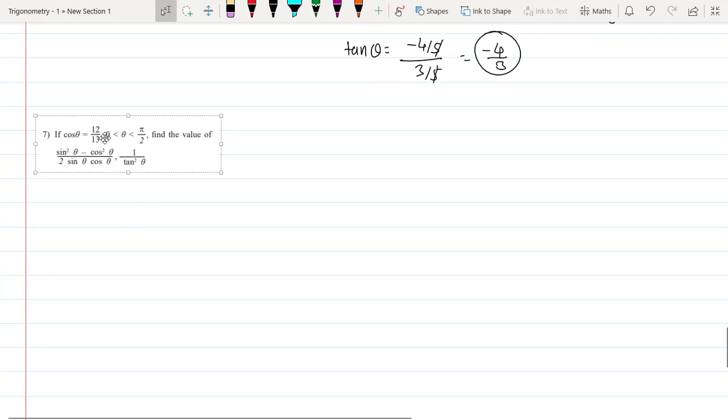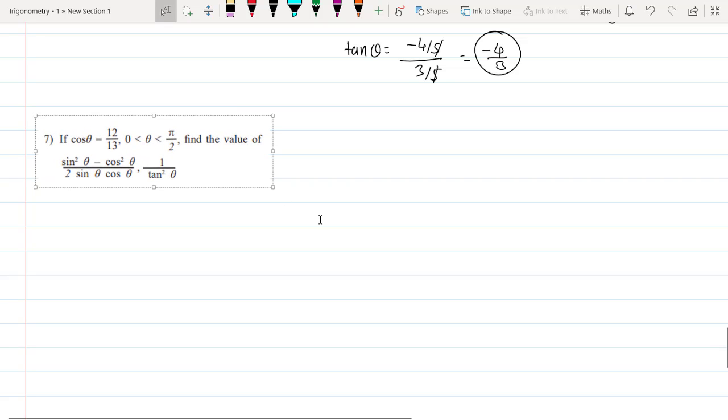What it is saying? If cos theta equals 12 by 13 and theta is lying in the first quadrant, 0 to pi by 2, so theta is lying in the first quadrant. Find the value of (sin square theta minus cos square theta) upon 2 sin theta into cos theta, and 1 by tan square theta. आता आपल्याकडे फक्त हे एकच आहे. So from this I have to find out the sine and tan. If the values of these two are found, the question becomes very simple.